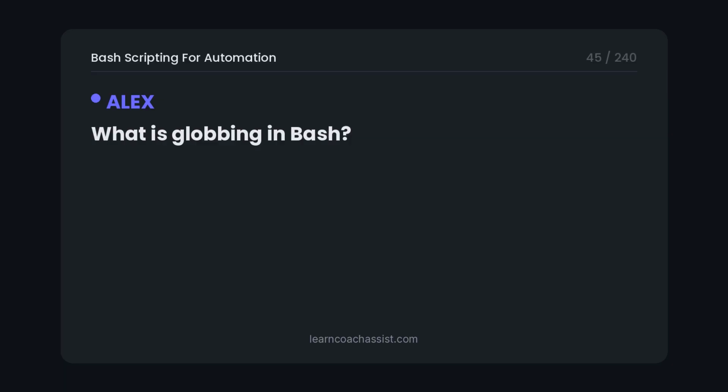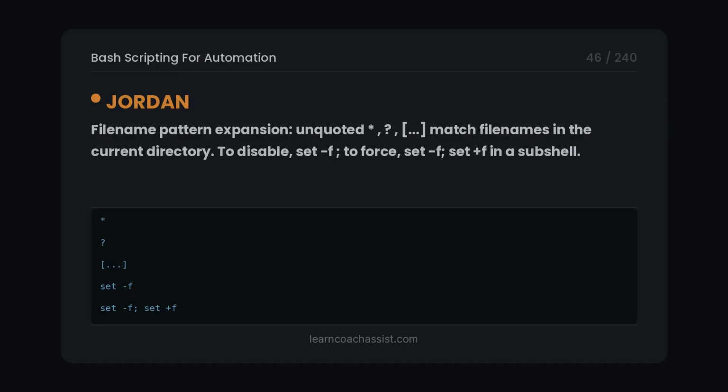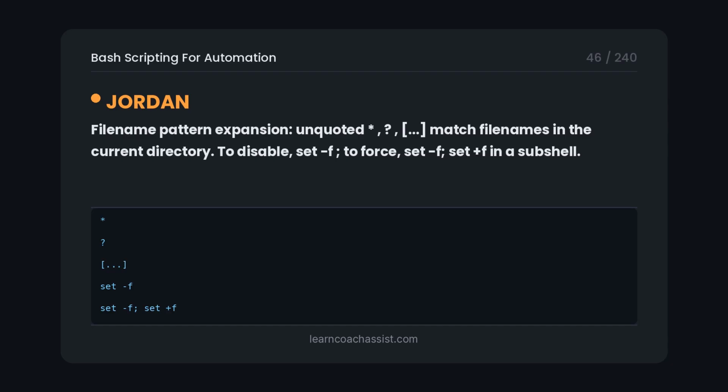What is globbing in bash? Filename pattern expansion, unquoted asterisk. Match filenames in the current directory. To disable, set -f. To force, set -f, set +f in a subshell.